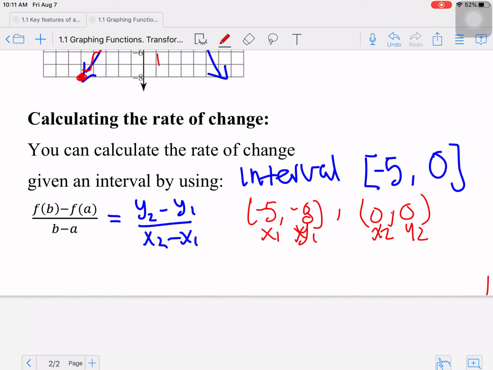So my y of 2 is 0 minus negative 8. And notice how I kept a negative in the middle, over x of 2, which is 0, minus x of 1, which is negative 5. And again, notice how the middle negatives stay the same. Just go ahead and calculate it. So that's going to be 8 over 5, which cannot be simplified further. And your rate of change between the interval negative 5 to 0 is 8 over 5.